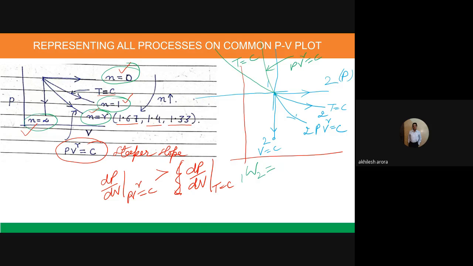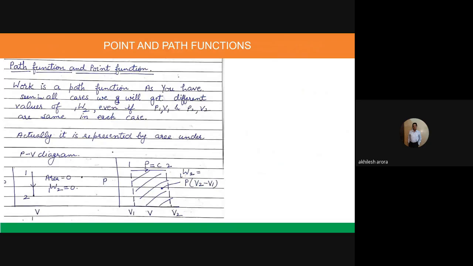Now I am going to discuss point and path functions. See, till now we have calculated the work transfer. When the topic of work was discussed, I said I will be using delta W. I am using this delta, I am not writing dW. So there is a difference between the two, and this difference is because of the point and path functions.